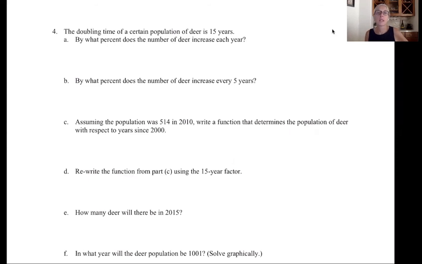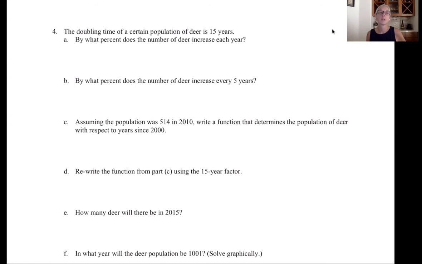Hi, I'm going to take the next few minutes to work through a problem that demonstrates exponential growth. I'm taking this problem from the homework set, problem number 4 in module number 7.